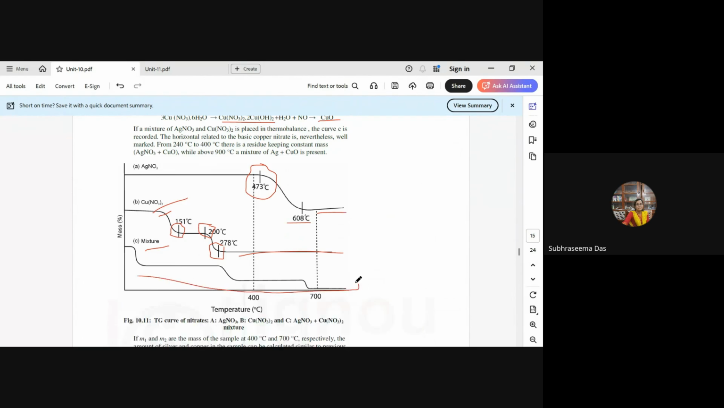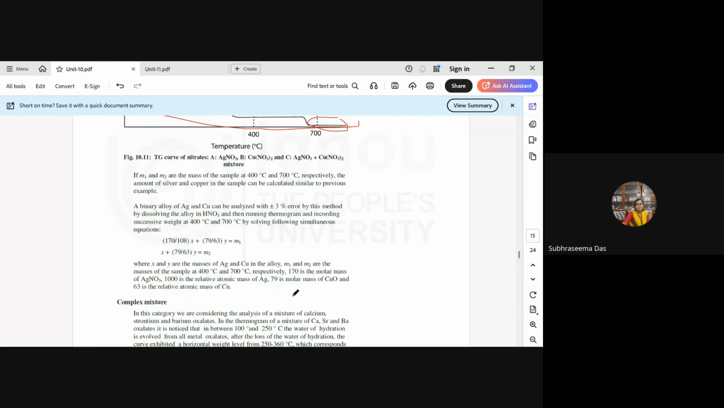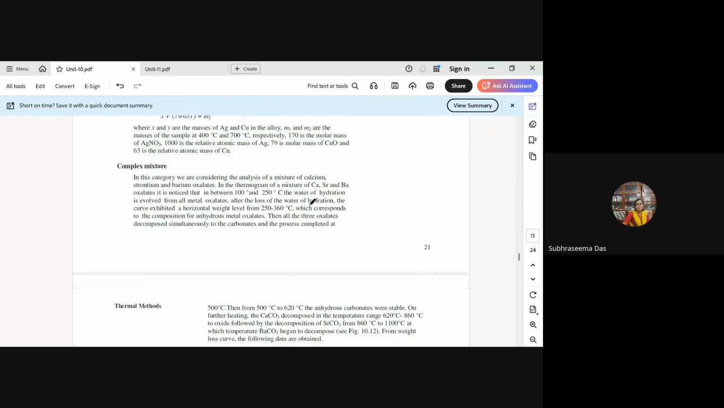It is like this. So the horizontal is related to the basic copper nitrate, and it can be seen from 240 to plus copper. Above 900 degrees centigrade, we have only silver plus copper oxide present here. So by comparing the masses, we can know the original mass of the elements that are present in the mixture.